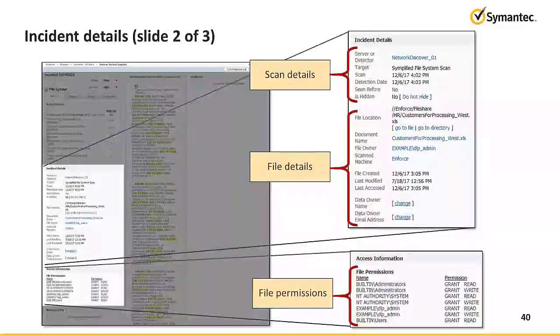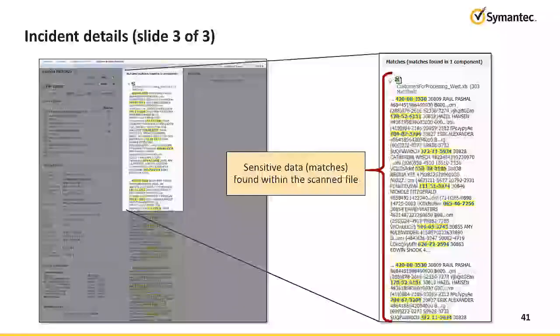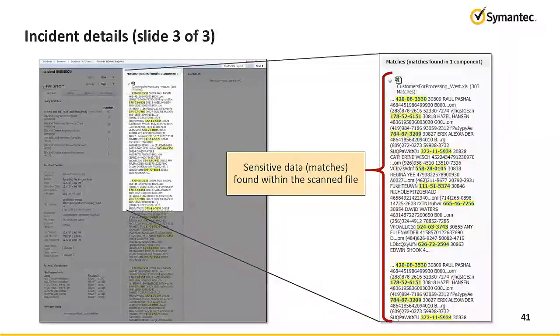Network Discover incidents also include details about the scan that captured the incident, the discovered confidential file, and access permissions on the file. The incident snapshot also shows the specific pieces of confidential content that were found in the discovered file, and that triggered the incident by violating DLP policies. Incident snapshots for the other various Network Discover target types are essentially similar to the incident shown in these figures.